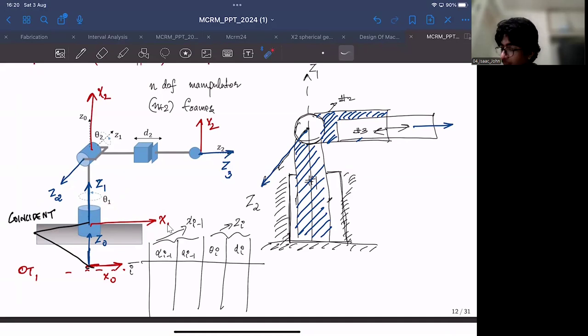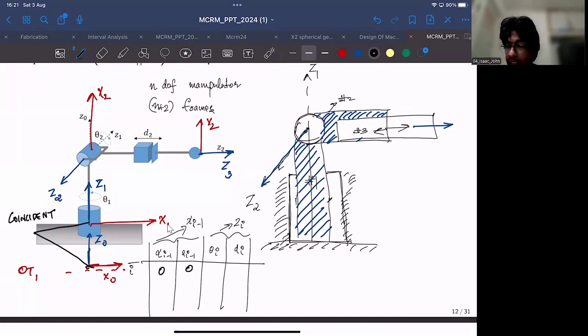Then how do you map between frame 0 and frame 1? The first transformation would be the rotation about x0 so that Z0 and Z1 can be aligned. Since Z0 and Z1 are already aligned, you don't need any rotation about x0, so alpha i-1 would be 0. And a i-1, which is the translation along x0, since again they are coincident, you don't need any translation along x0, so a i-1 would also be 0.